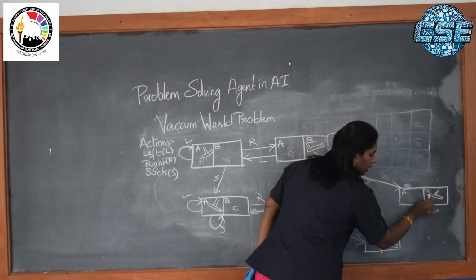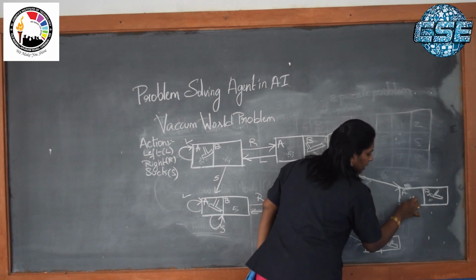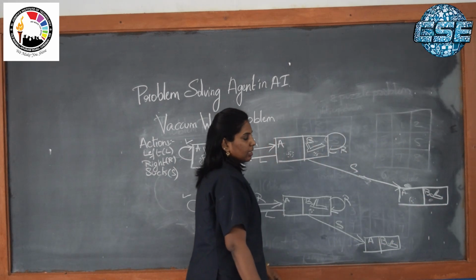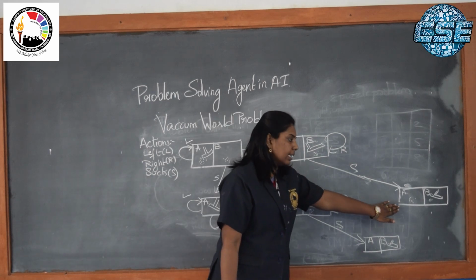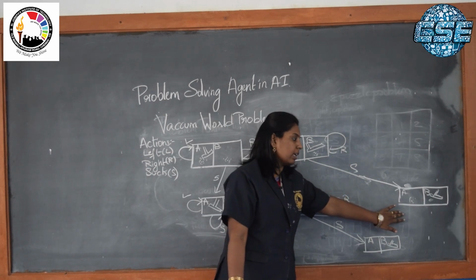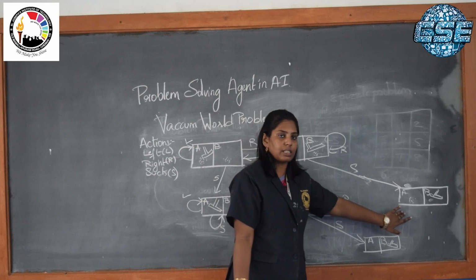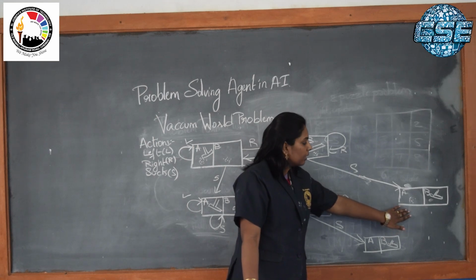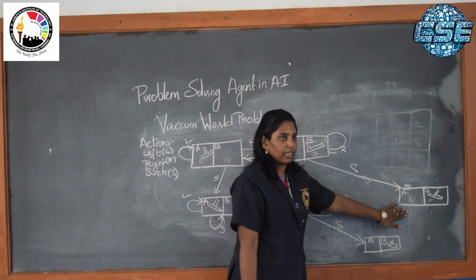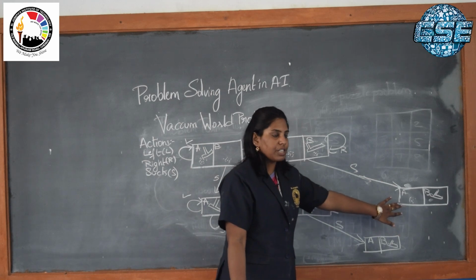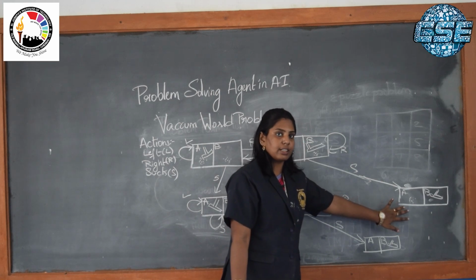So we are removing the dirt from the B room, but the dirt is inside the A in this state. So now this will act as a new transition model. We have to check whether it has reached the goal state or not. Here it has not reached the goal state. Again we need to apply the actions, considering it as an initial state.